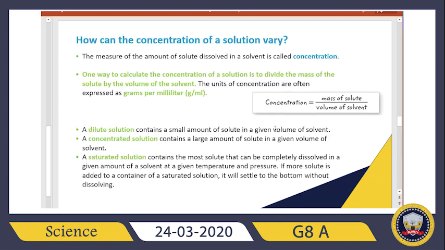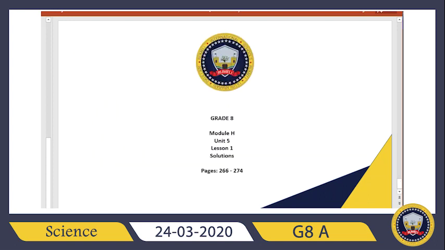Okay, so solutions, like I said, it is a long subject, but it is a really easy, simple subject. So please try to cover all of what we learned from your book also. You can find this topic in Unit 5, Lesson 1, pages between 266 and 274.